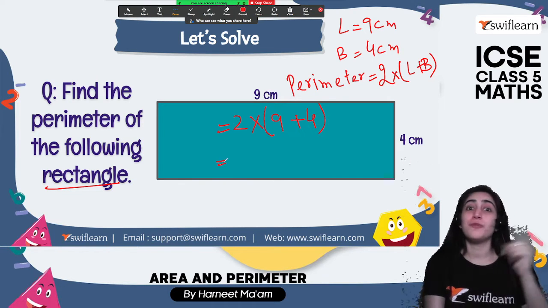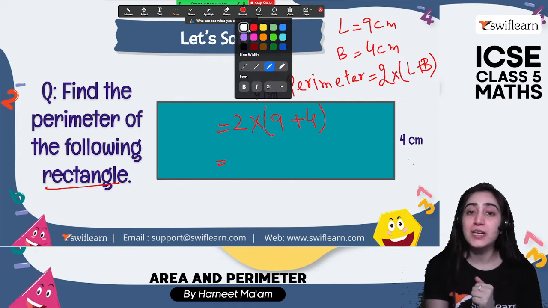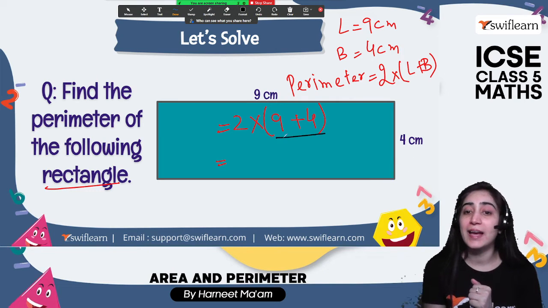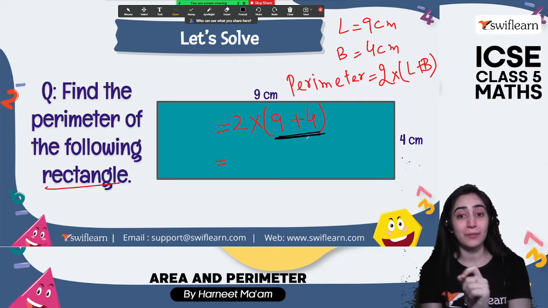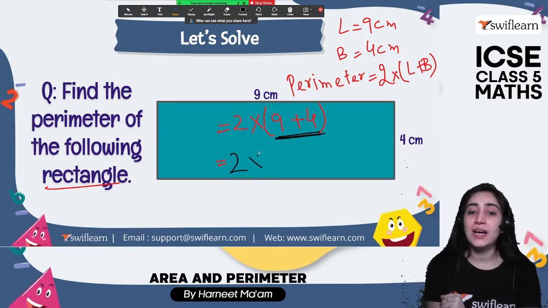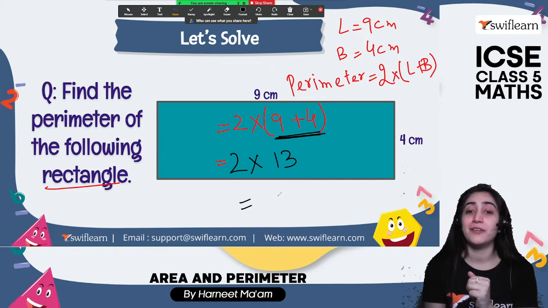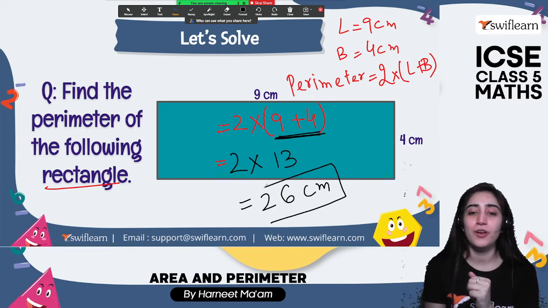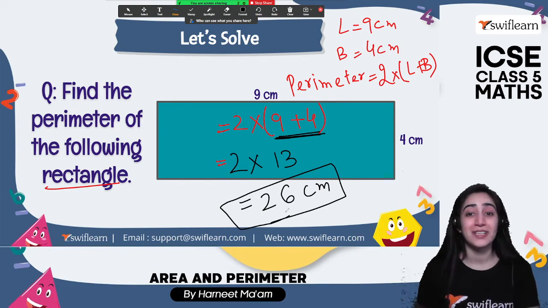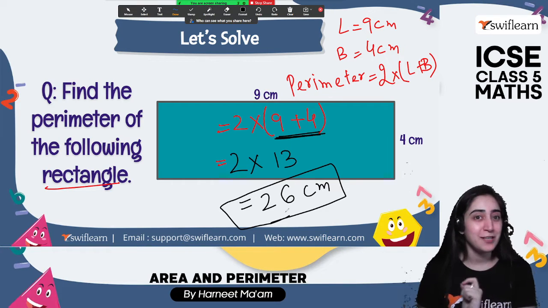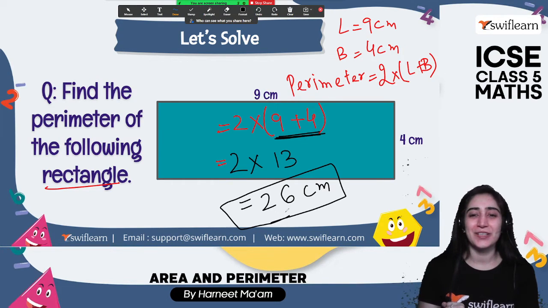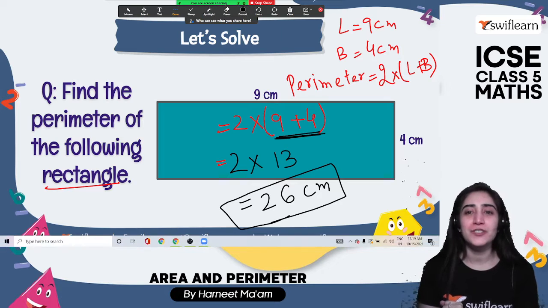Now, what did I tell you before about this question? The first thing you need to do is add these two numbers, then only multiply. So 2 times 9 plus 4, which is 13, gives me the answer as 26 centimeters. So here you go, you got the perimeter of this rectangle, that is 26 centimeters. Great work, guys. Moving on to the next question.